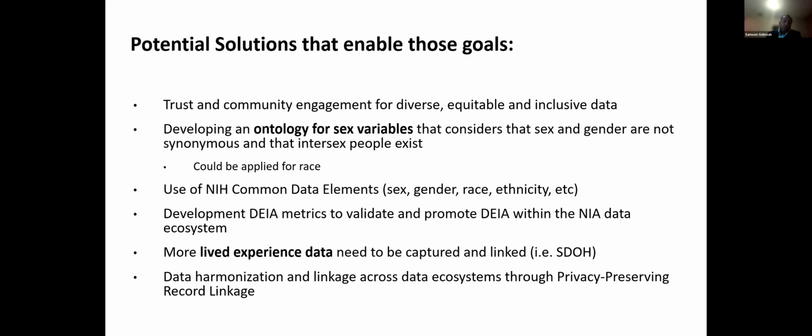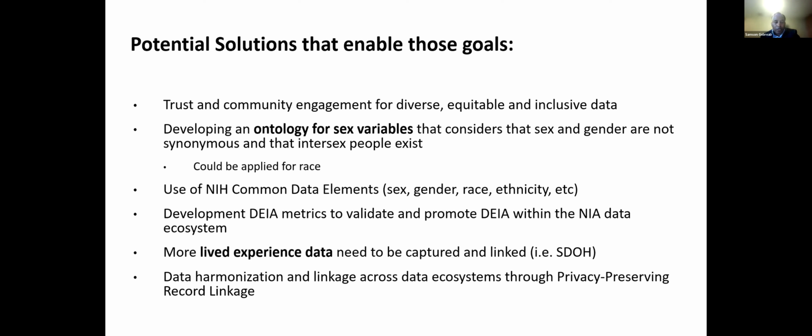And one of the things that was discussed, especially in relation to the presentation earlier this morning, where there is a rubric scoring for FAIR for the data ecosystem, is that similar tools or metrics should also be developed for DEIA. That way we can intentionally promote diversity, equity, and inclusion within the NIA data ecosystem, or in general within the NIH data ecosystem.